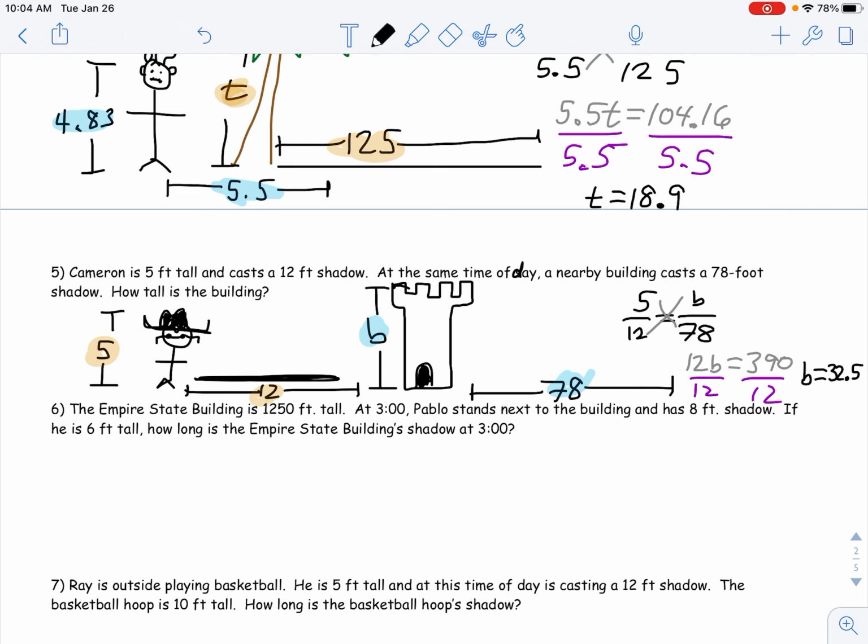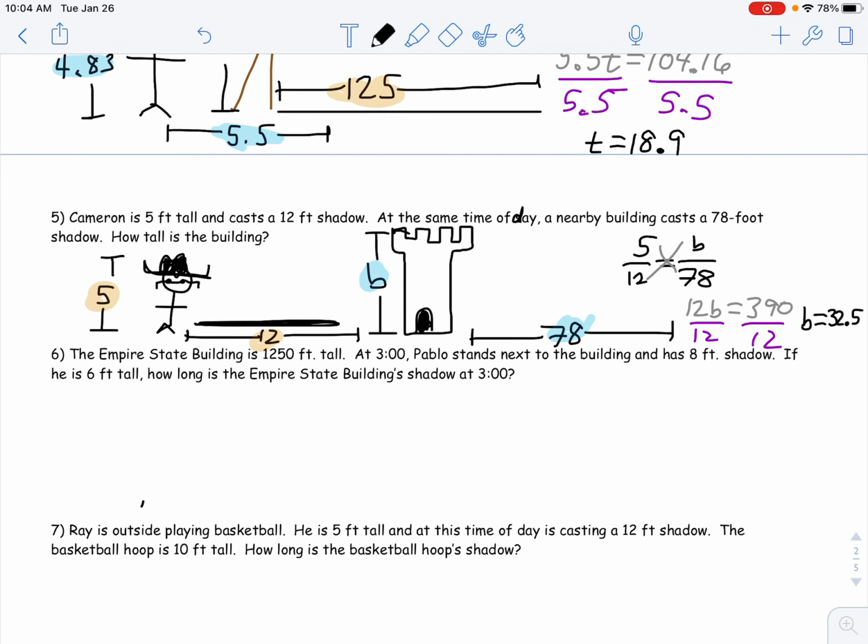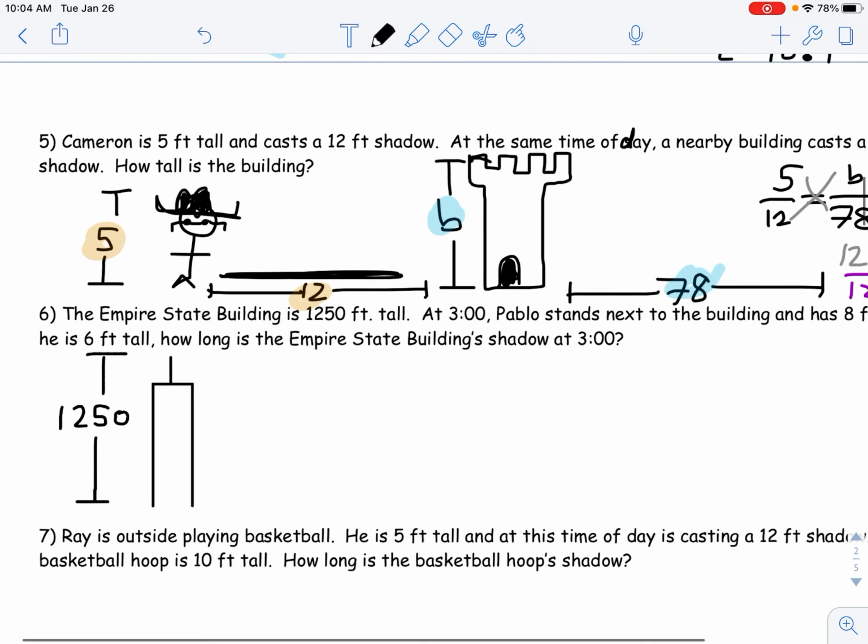But nonetheless. Alright, the Empire State Building. Fun fact, I've never been to New York. I'm not even sure what the Empire State Building looks like, but we'll make it look like this. And we'll put a thing up top. It is 1,250 feet tall. At 3 p.m., Pablo. This isn't to scale.